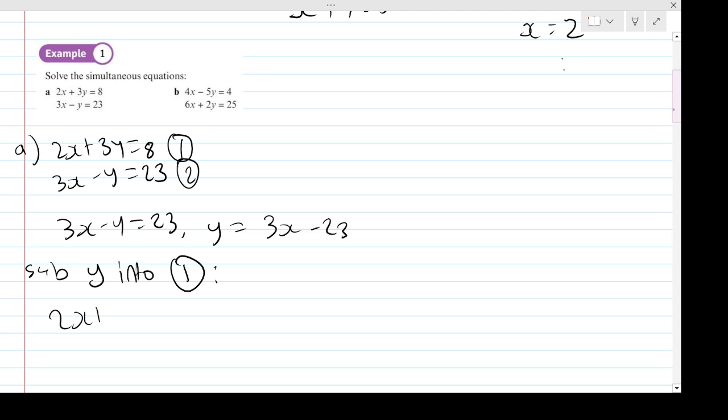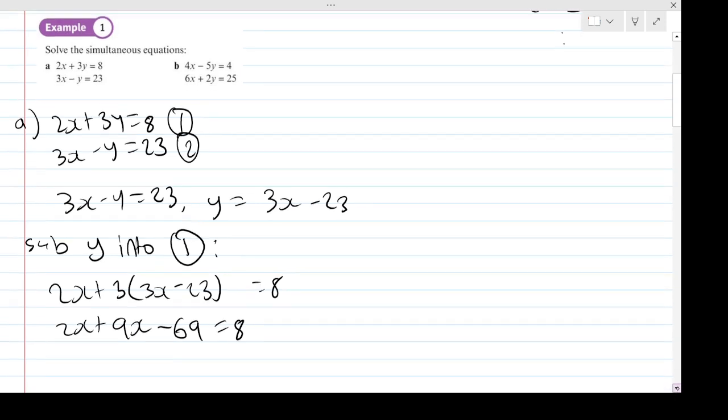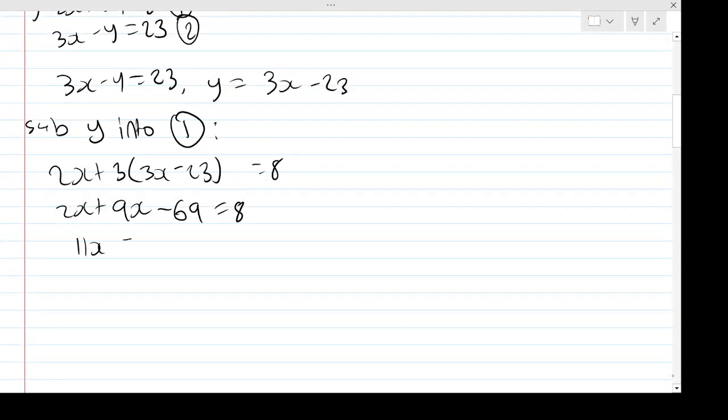Okay, well then 2x add 3, now the y goes to 3x minus 23, which again is the beauty of this method, because that gets rid of the y, just in terms of x, is 8. Then we can just solve it. So let's expand. So 2x and then 3 lots of 3x is 9x. 3 times 23, that'd be minus 69 equals 8. Then I can say 11x is equal to 8 add 69, that'd be 77. And then x is simply 77 over 11, right? Which would equal 7, right?